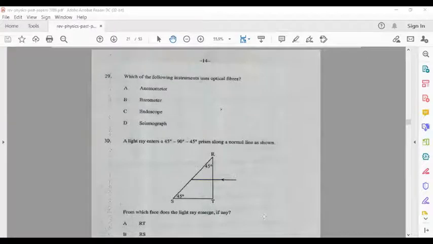All right, number 29. Which of the following instruments uses optical fibers? Okay, so at first glance, you may not know this, but we can do a little process of elimination. Okay, so what's an anemometer? Did you say an instrument that measures wind speed? If you did, you are correct. Not to be confused with a barometer that measures the amount of atmospheric pressure or air pressure.